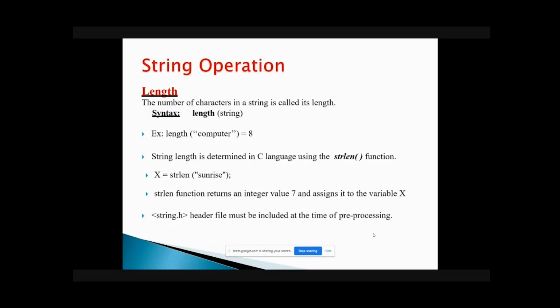And here, what is your string? The string is sunrise. So how many characters are there in sunrise? That is 7. String length always returns an integer value, because length is always an integer. That value will be stored in another variable called x, where x has to be an integer. So now when I print x, it will say 7, where 7 is the length of the sunrise string. And whenever you call the string length function, you have to include string.h, because all these are built-in string functions, or what we call string library functions.